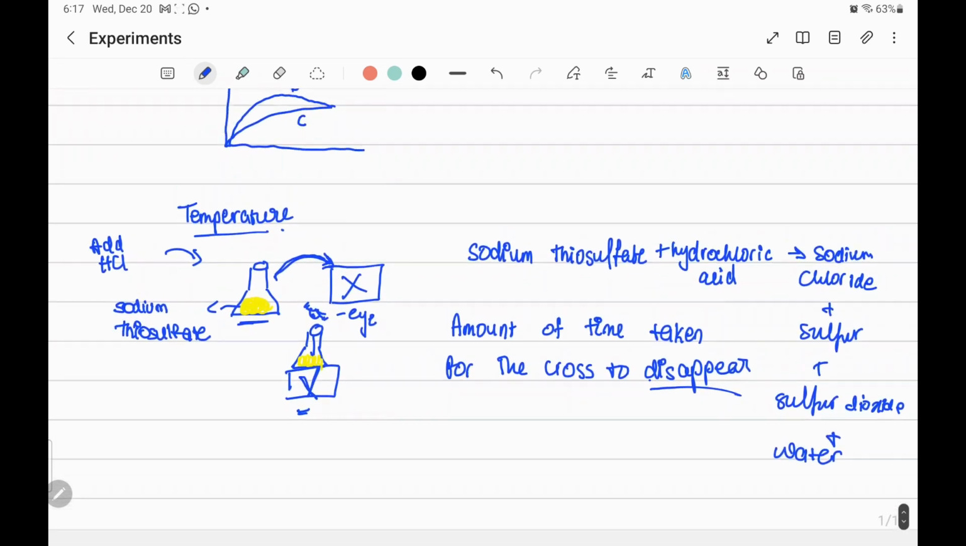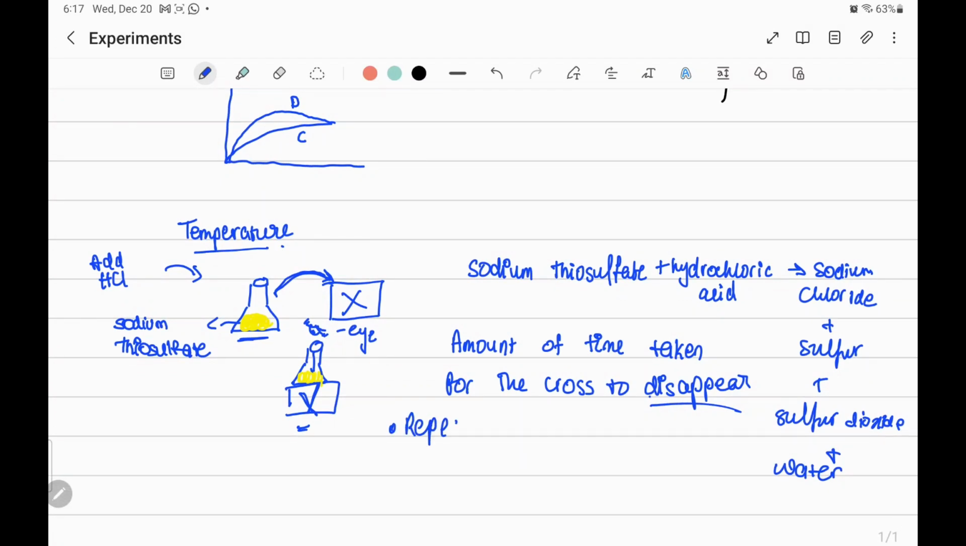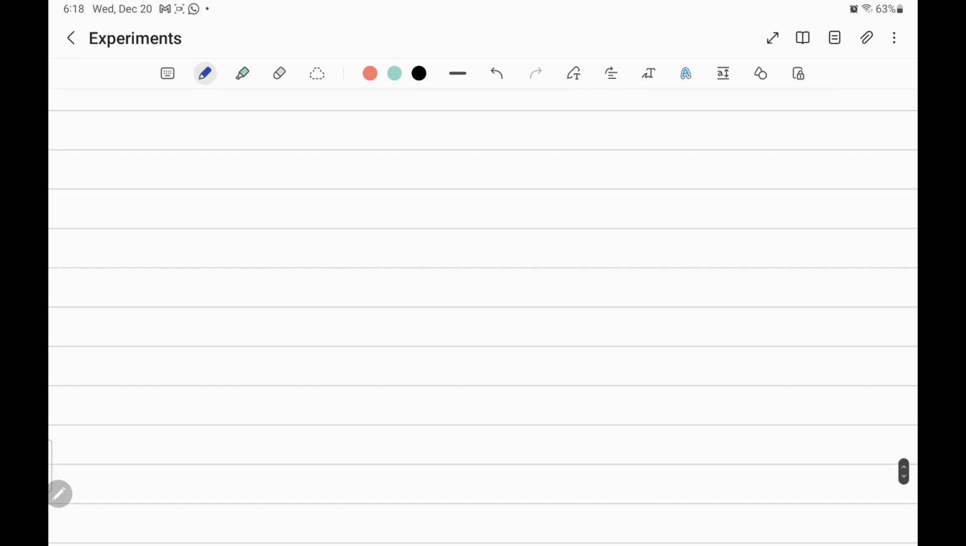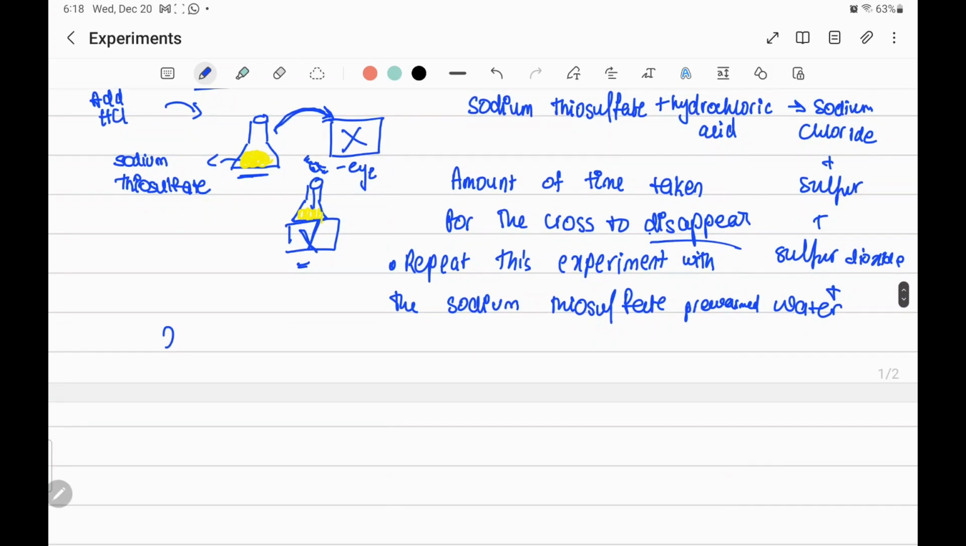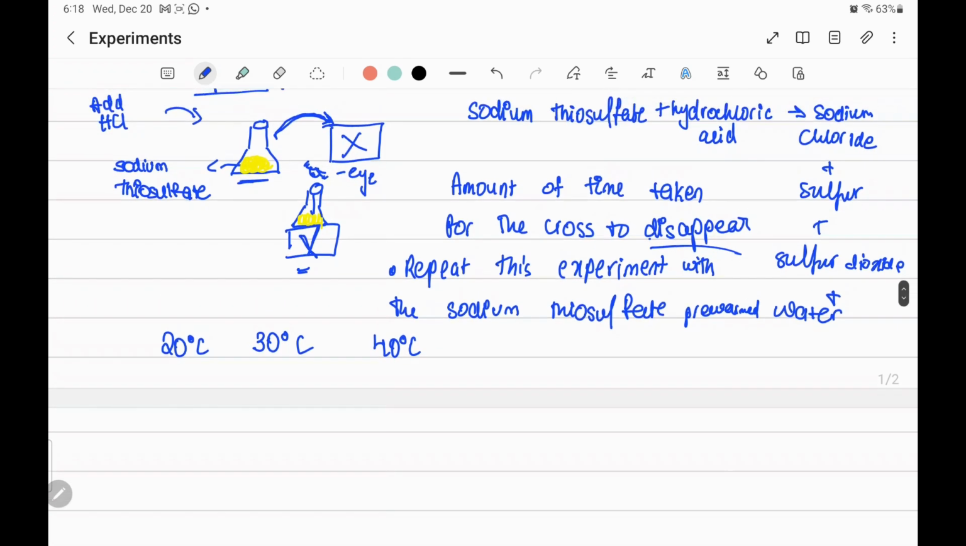Now, how you are going to bring in the temperature factor is that you're going to repeat this experiment with the sodium thiosulfate solution pre-warmed to different temperatures. So let's say you first have the solution at 20 degrees Celsius. Then you have it at 30 degrees Celsius. Then you have it at 40 degrees Celsius. And you will notice that each time you increase the temperature, the amount of time taken for this precipitate to become cloudy and the cross to disappear decreases. So it's taking 20 seconds here, 10 seconds here, and 5 seconds here.